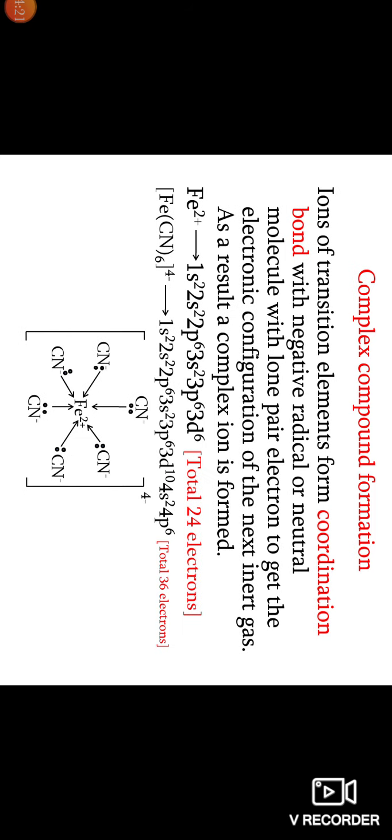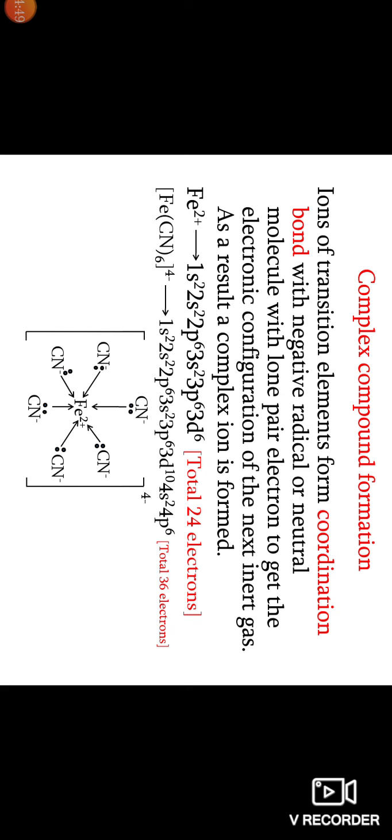Now we shall discuss another very important property of transition elements: complex compound formation. What is a complex compound? The compound which contains a complex ion. Complex ions are formed by the metals of d block elements and transition elements by forming coordination bonds with some neutral molecule or ion.